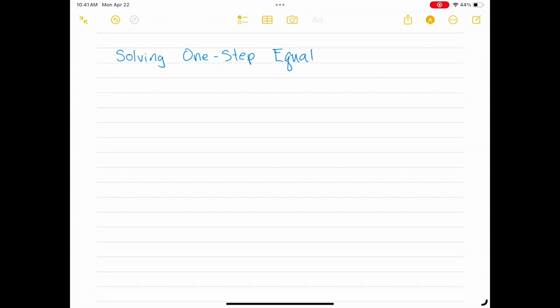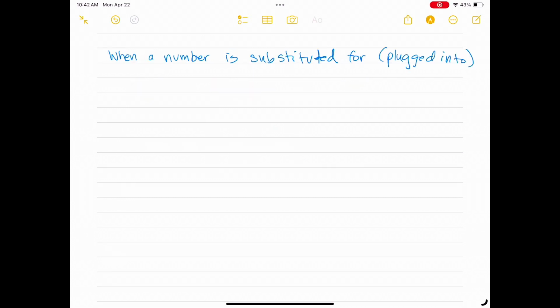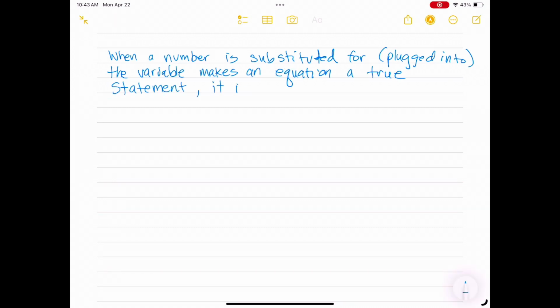Solving one-step equations. An algebraic equation is a statement formed by placing an equal sign between two expressions. For example, x plus 5 equals 9 is an equation. 2y minus 3 equals 7 is an equation. And a number which is substituted for, or plugged into, the variable that makes an equation a true statement is called a solution of the equation.